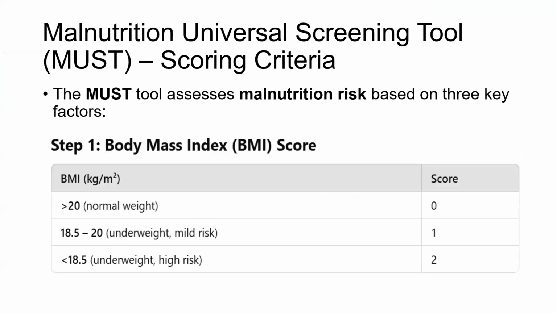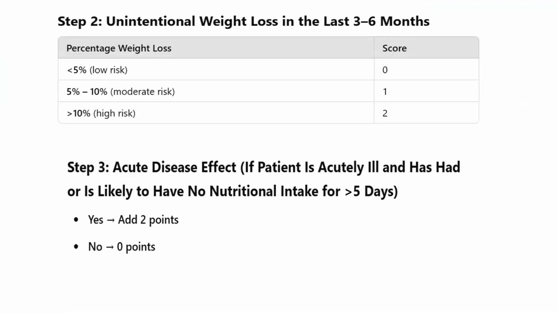What is the questionnaire there? So it takes into consideration the BMI. If the BMI is more than 20, score is 0, 18.5 to 20, score is 1. And if less than 18.5, the score is 2 for this step 1. Step 2 is identify unintentional weight loss in the last 3 to 6 months. Less than 5% is assigned 0, 5 to 10% is assigned 1, more than 10% is assigned 2.